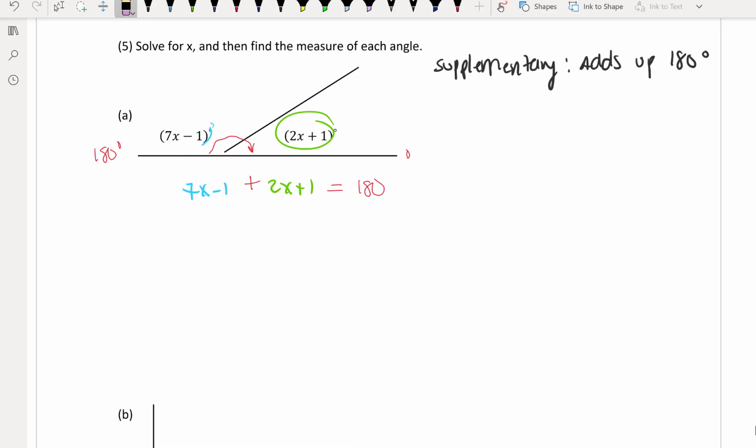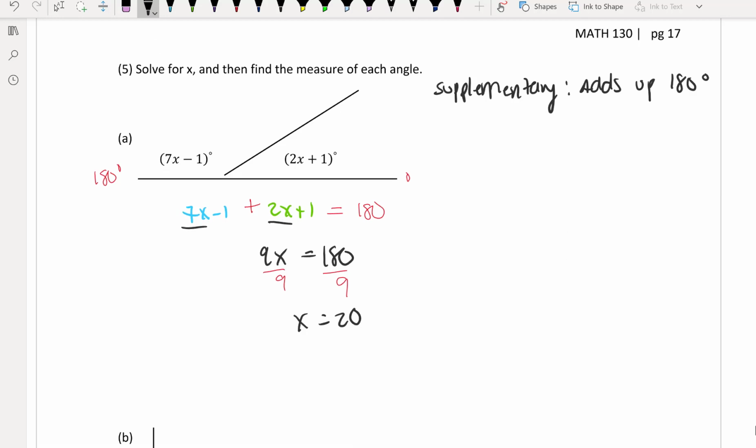Now when I combine my like terms, I'm going to group my x's together. So 7 plus 2 is 9x. Negative 1 plus 1 cancels out, so I have 180. At this point, to get the x by itself, I divide by 9 on both sides. So 180 divided by 9 is going to give me 20. That only gives me my x value. So now what I want to do is plug it in.